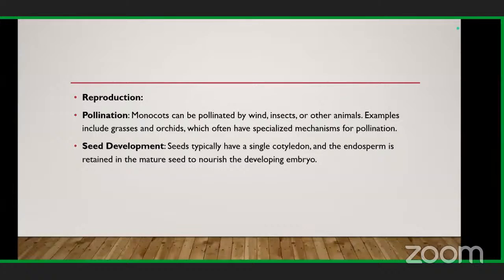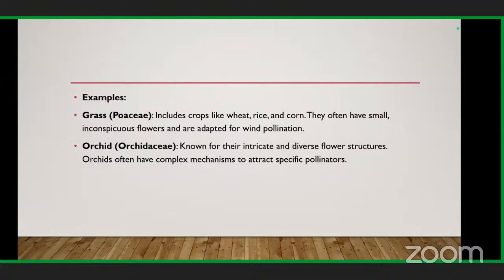And seeds typically have a single cotyledon and the endosperm is retained in the mature seed to nourish the developing embryo. Example is the grass, which includes crops like wheat, rice, and corn. They often have small, inconspicuous flowers and are adapted for wind pollination. Next example is the orchid, known for their intricate and diverse flower structures. Orchids have complex mechanisms to attract specific pollinators. So examples of monocots are grasses, Poaceae, and orchids. That is the family Orchidaceae.